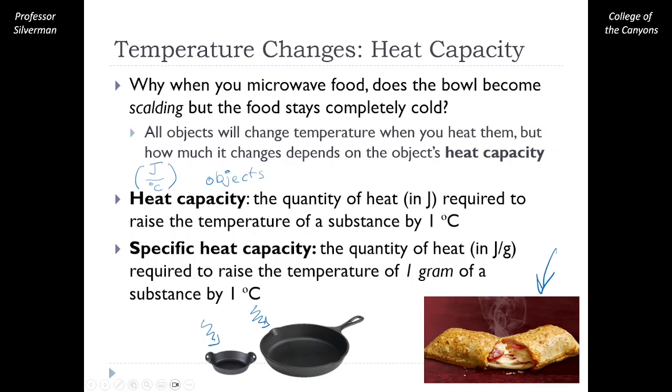We have another term on this slide. We can also discuss the specific heat capacity. This is the same idea, how easy or difficult it is to change the temperature of your substance by 1 degree Celsius. But now we are normalized to comparing this per gram. So it is the joules per gram of our substance to change it by a degree Celsius. This is subtly different, and it is going to be more helpful for our different materials as opposed to our different objects.